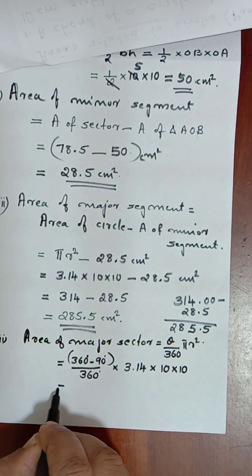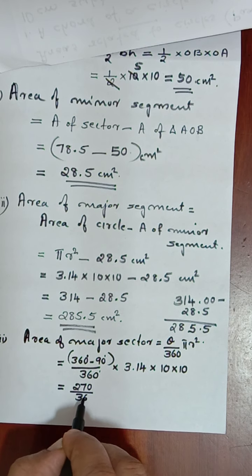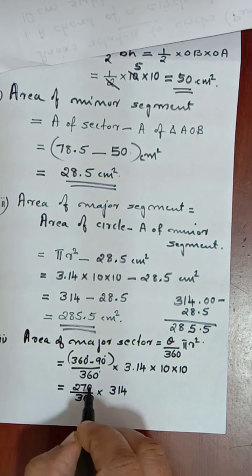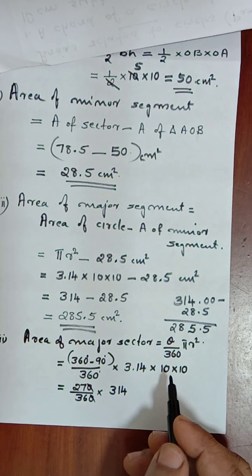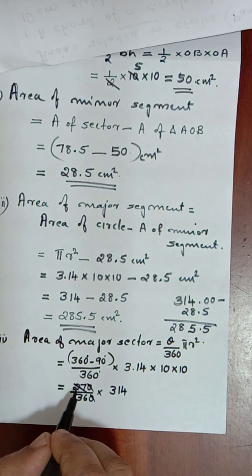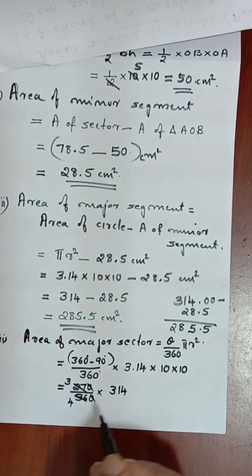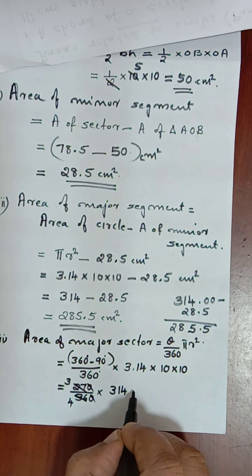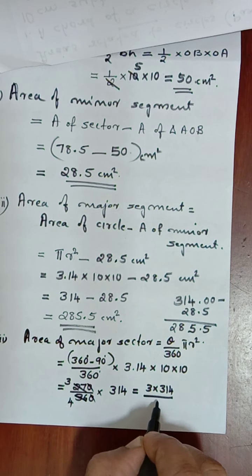So we are subtracting 360 minus 90, 270 by 360 into 3.14 into 100 become 314. We are cancelling, and here 27 by 36. By 9 it is better. 9 3s 27. Here we are getting 9 3s 3 times. 9 4s 36. Here 3 by 4 into 314. So we can rewrite once more. 3 into 314 divide by 4.